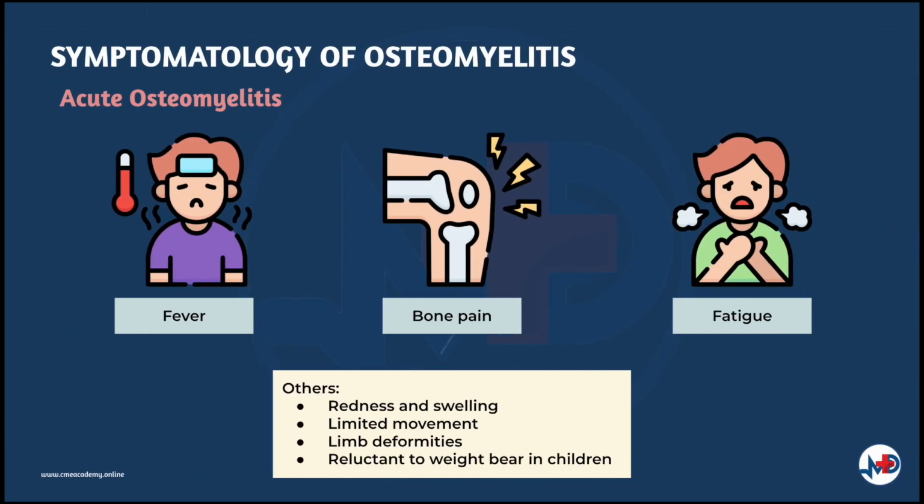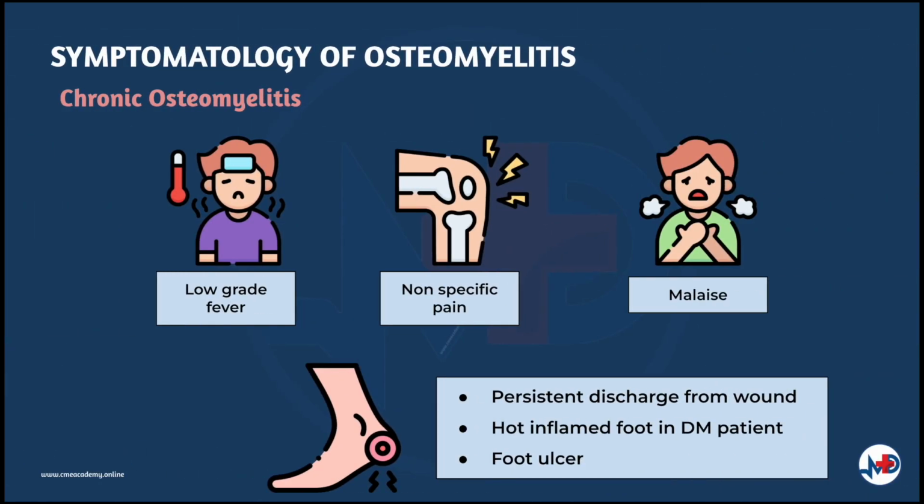The symptoms of osteomyelitis would be fever, bone pain, redness and swelling, limited movement, fatigue, limb deformities, and reluctance to weight bear in children. These are particularly symptoms of acute osteomyelitis. Whereas chronic osteomyelitis is often described as having non-specific pain, low-grade fever, malaise, persistent discharge from a wound, hot inflamed foot in diabetic patients, as well as foot ulcers.